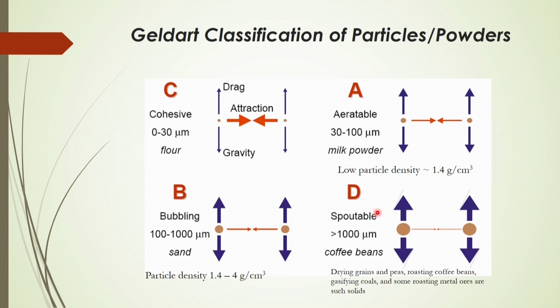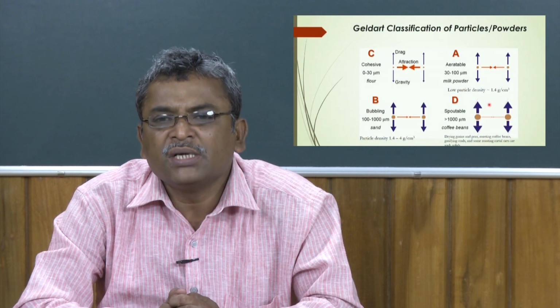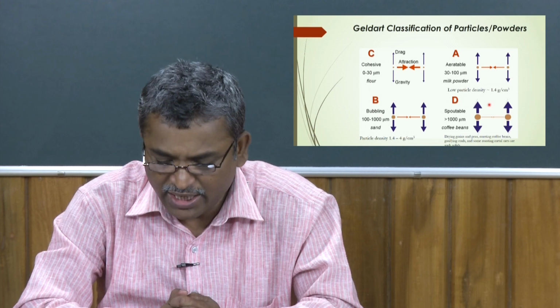In this case the particle size will be very coarse, that means the size range will be greater than 1000 micrometer. Like coffee beans, the size is greater than 1000 micrometer. So, in this case the spoutable nature of fluidization occurs. You will see the gas making a channel through the space of the particles, and also there will be a certain thrust of the gas, and movement of the solid particles downward and upward, and in a certain fashion the gas will be moving up.